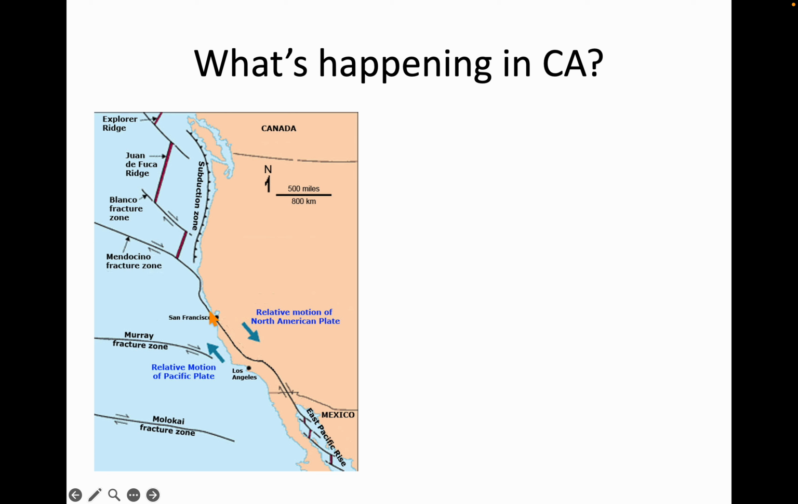So what's happening in California, we've got the North American plate that is moving in this direction, and then we've got the Pacific plate that is moving in the opposite direction, and that's creating that transform boundary here. Now anywhere else on the plate, we've got some different boundaries, but the transform is what we're going to be focusing on.